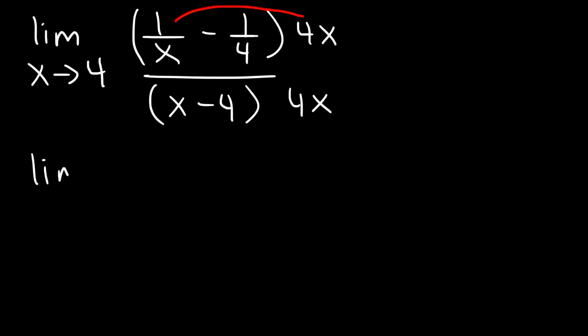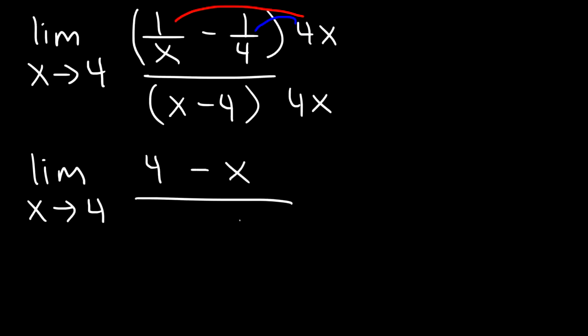And don't forget to rewrite the limit expression. So this is positive 4. And then if we multiply 4x by 1 over 4, this time the 4's will cancel, leaving behind negative x. On the bottom, you don't need to change anything. Don't distribute the 4x, just leave it the way it is.